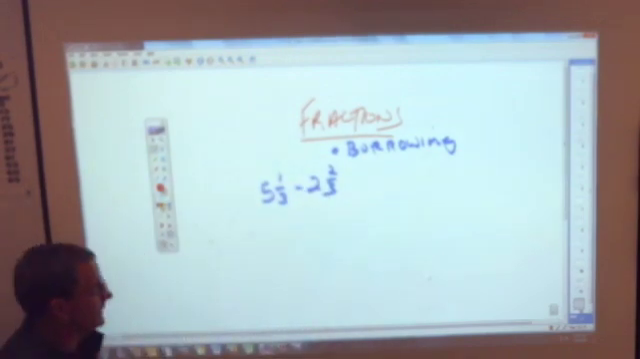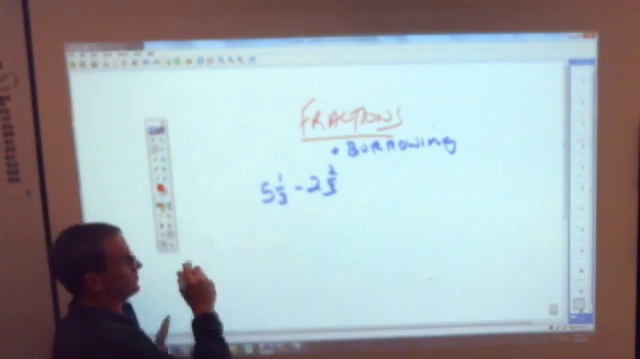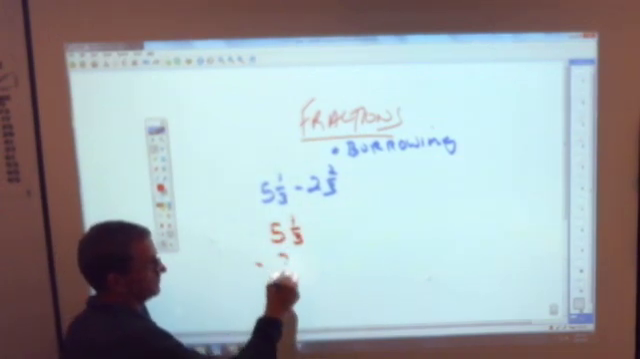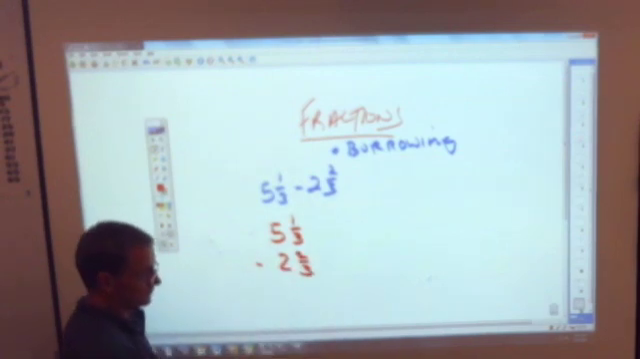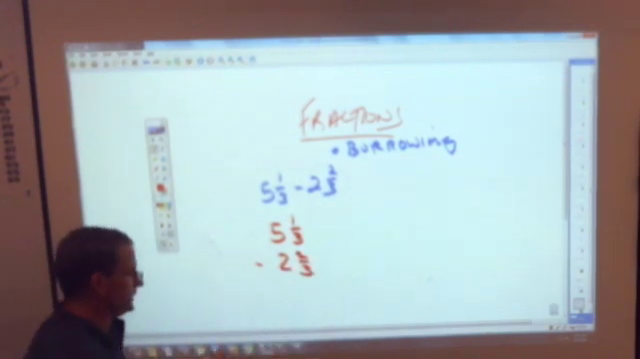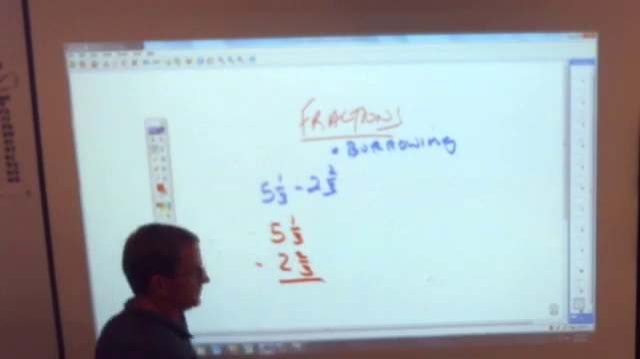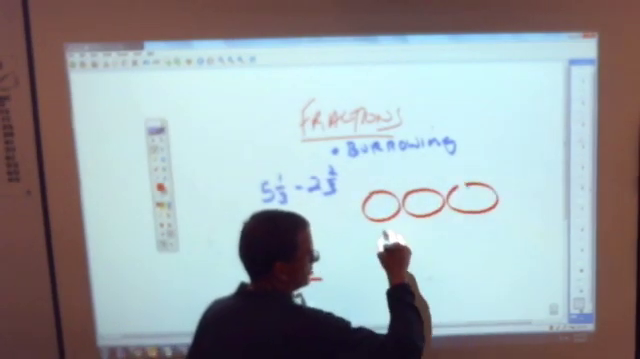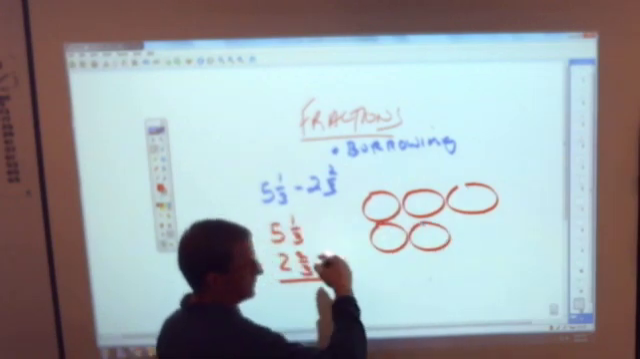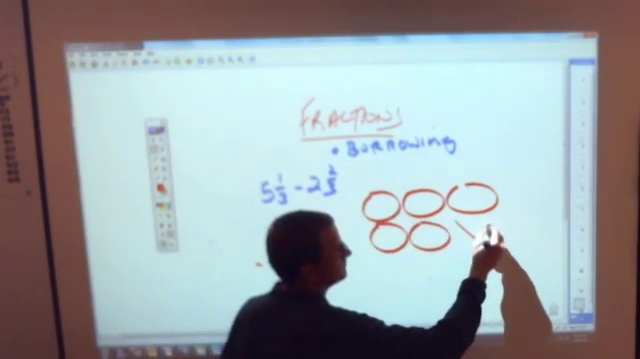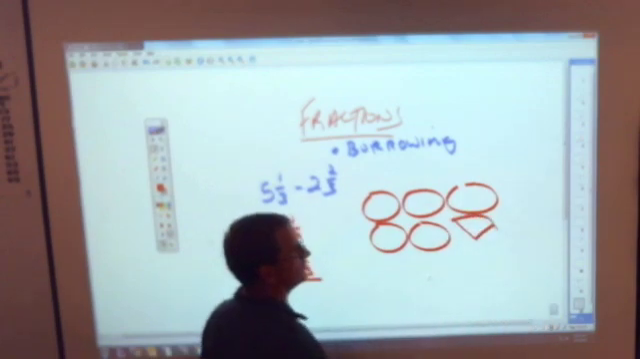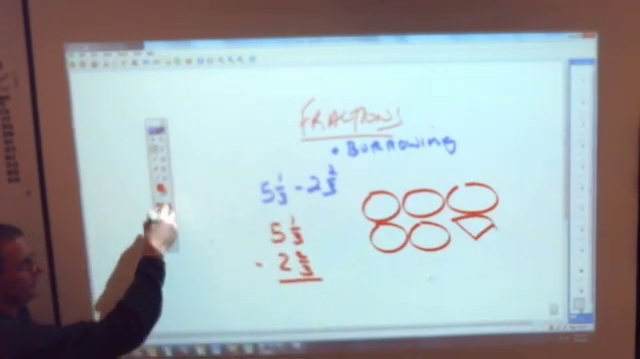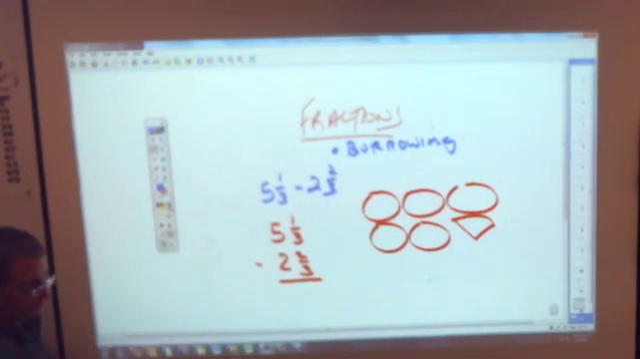First of all, anytime we have fractions, we do what? When we add and subtract them, we write them up and down. So it's going to look like this. If you actually did some picture representations of this, notice what you're starting with. You're starting with 5 whole circles plus 1/3 of another circle. And from that, I am taking away 2 2/3.